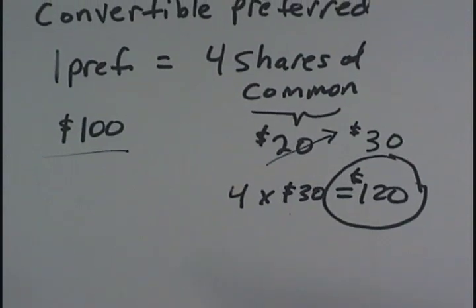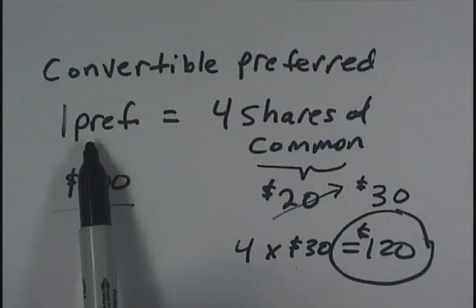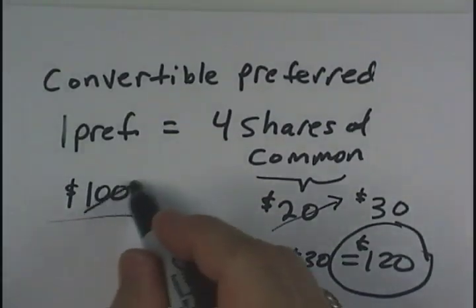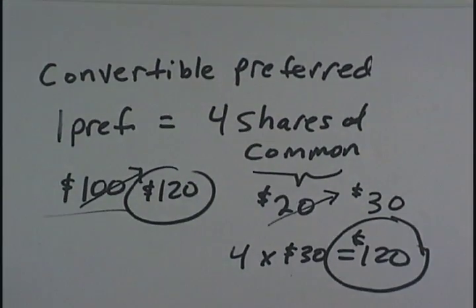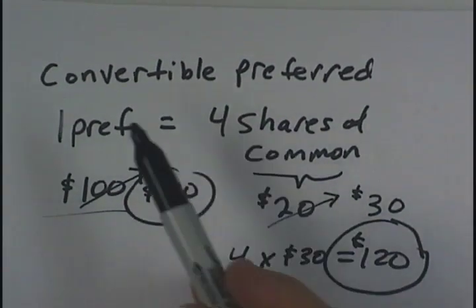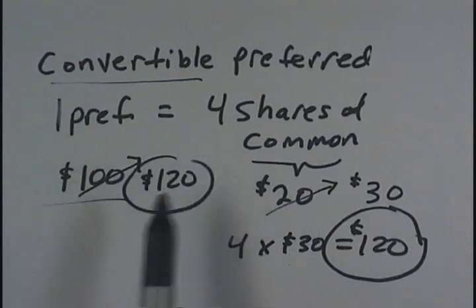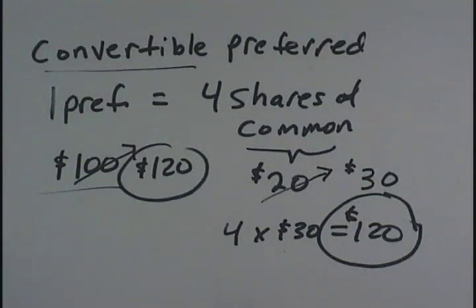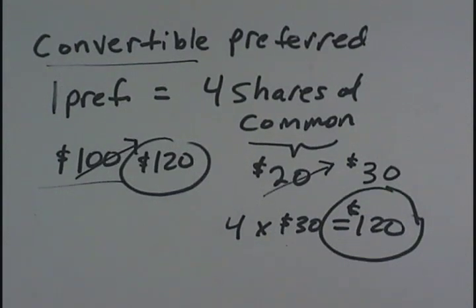But the truth is, you wouldn't really have to do that because everybody could observe that this preferred share could be converted into 4 shares of common worth 120. So now your preferred stock would automatically go up to be worth $120. So the conversion privilege is going to cause your preferred stock to behave more like common stock. As soon as it is advantageous for you to convert, then your preferred stock will now be acting like 4 shares of common stock, even if you don't go ahead and convert it into the common stock.